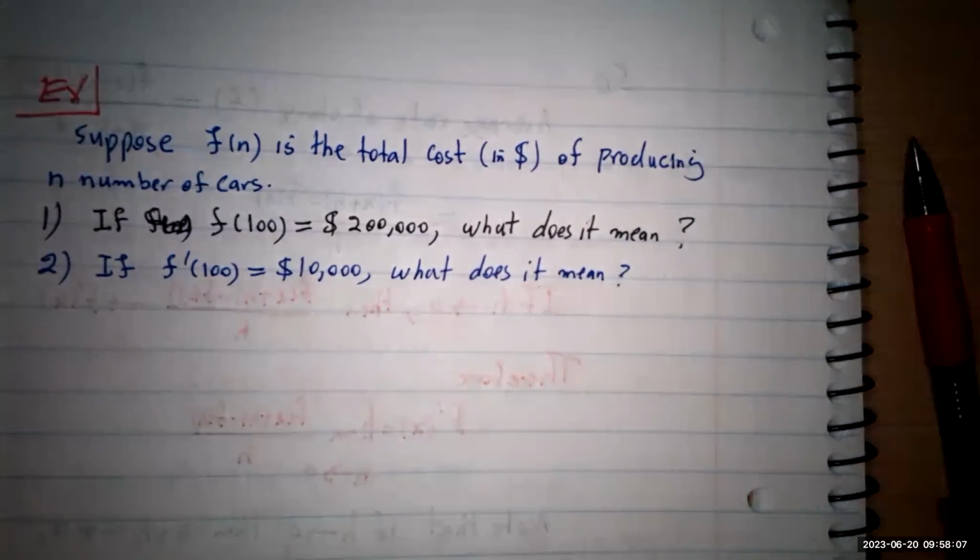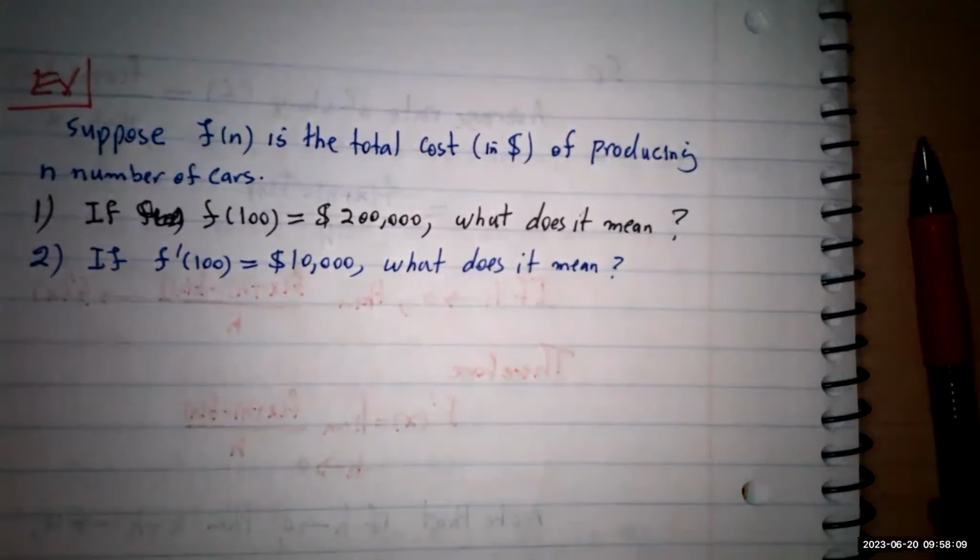And we create something on your quiz, your test, and you're going to find them later on. Okay, so f of n is the total cost in dollars of producing n number of cars. So in the first part, we give you f of 100 equal to $200,000. We want to know what's the meaning of this. In the second part, f prime of 100 is equal to 10,000. So what's going to be the meaning of the other one?